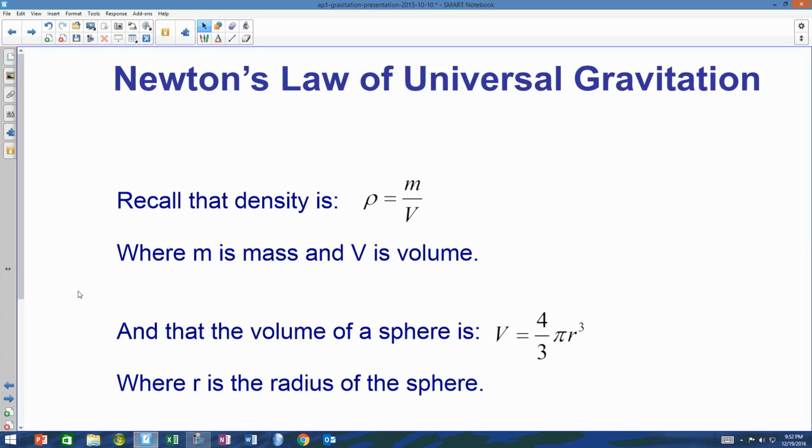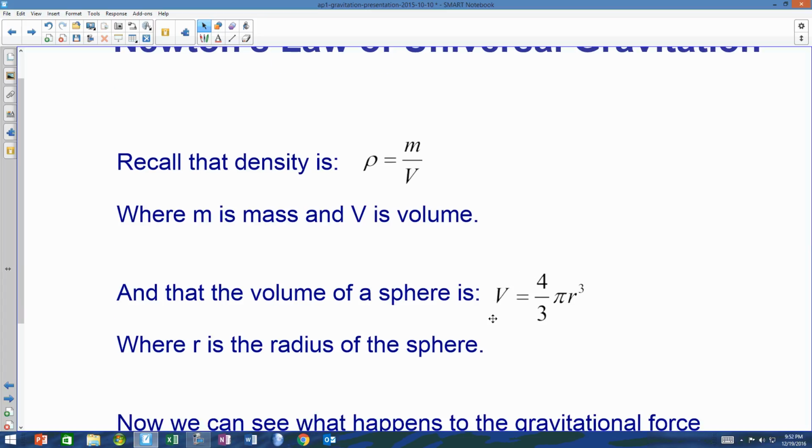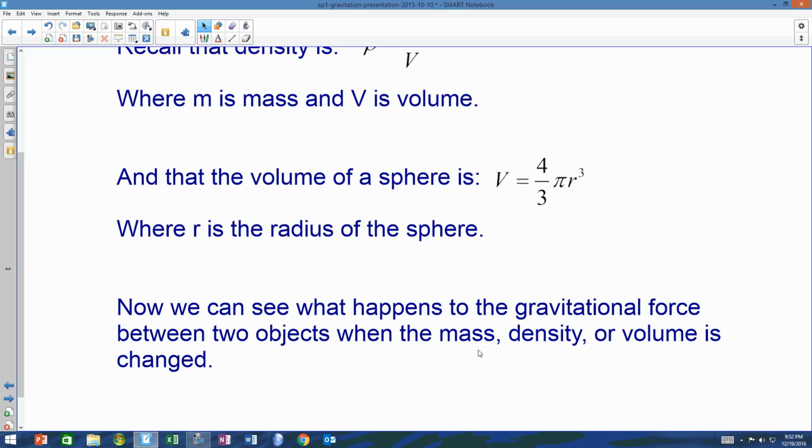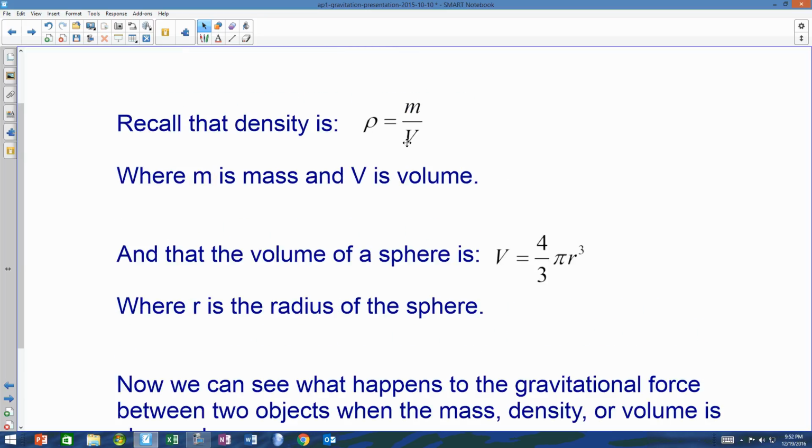Recall from previous courses, hopefully you remember this if you've had earth science. If not, hopefully you've covered density in a previous course. Density is written with a rho. This may look like a P, but it's actually the Greek letter rho, and it's equal to the mass per unit volume. The volume is equal to 4/3 pi r cubed when we talk about a sphere. Now we can see what happens to the gravitational force between two objects when the mass, density, or the volume is changed. Because here, mass is related to the density times the volume, and volume is related to the radius of the object cubed.